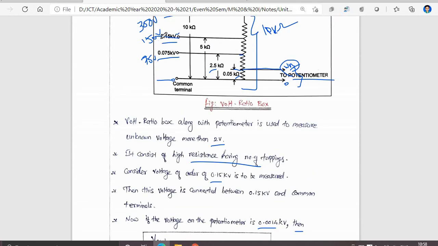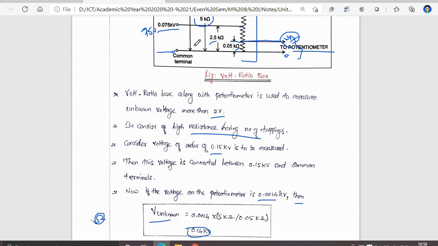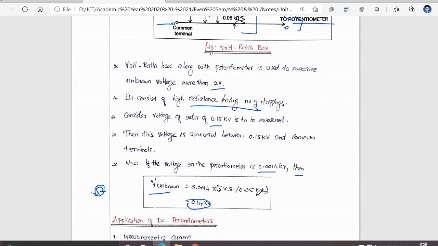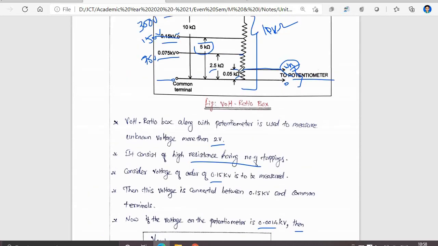Here you apply the voltage 0.15 kV. From the 0.15 kV terminal to the common terminal is 5 kilo ohm, divided by 0.05 kilo ohm. The 0.05 kilo ohm is nothing but what we are adjusting at the potentiometer terminal. This terminal is adjustable, the common point is fixed, so it is the variable one. So I have to vary the potentiometer pin to that particular position.